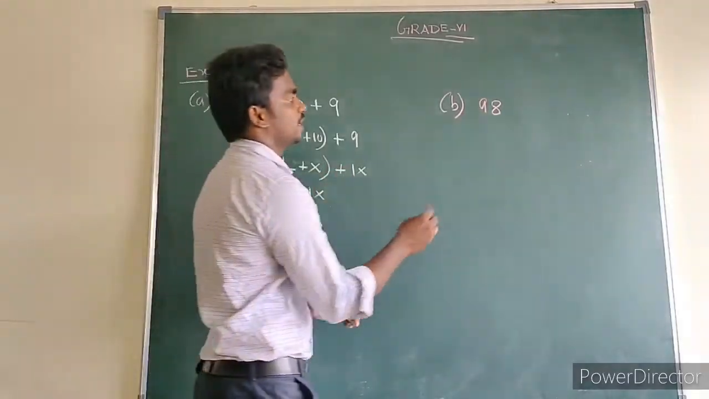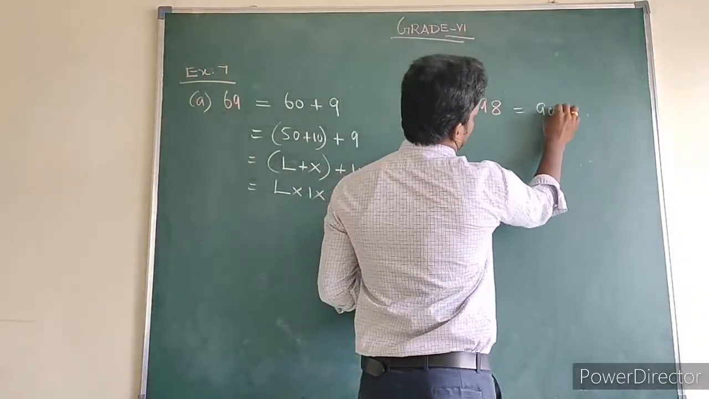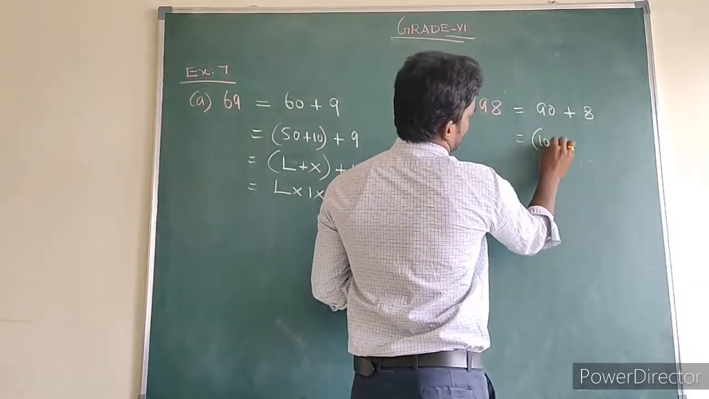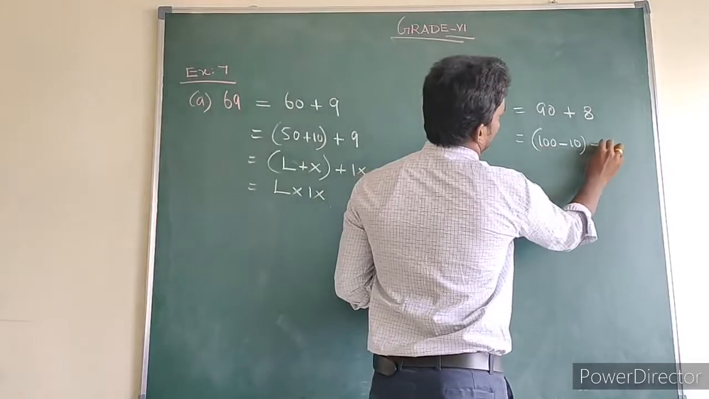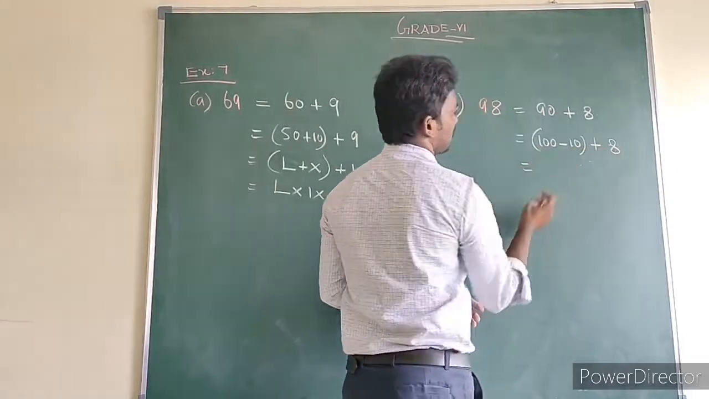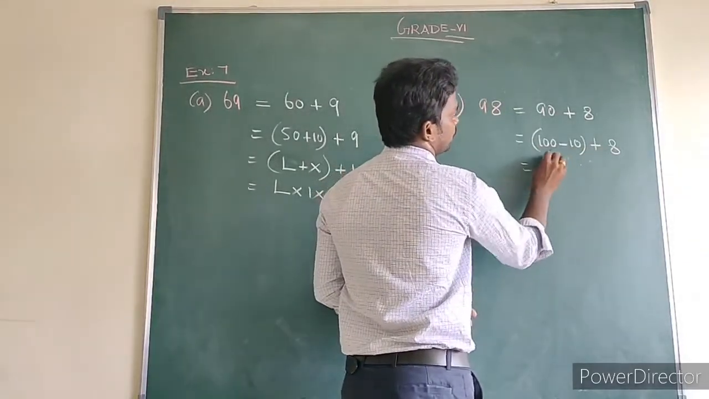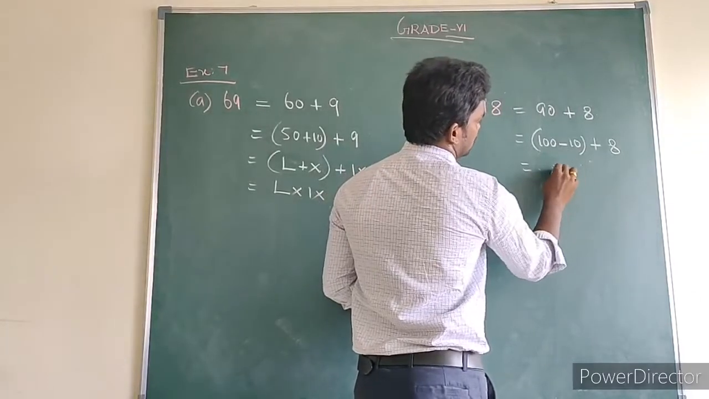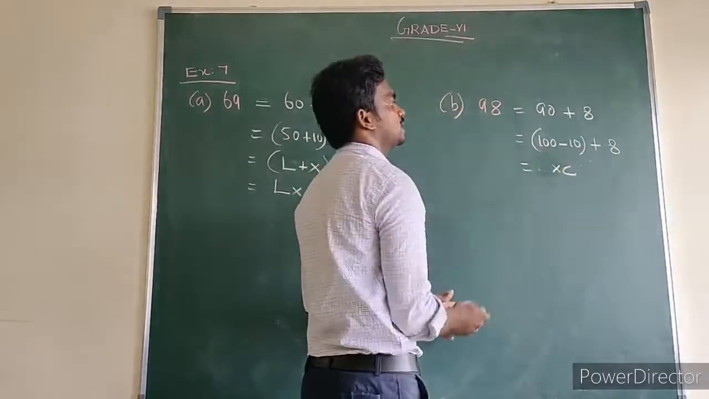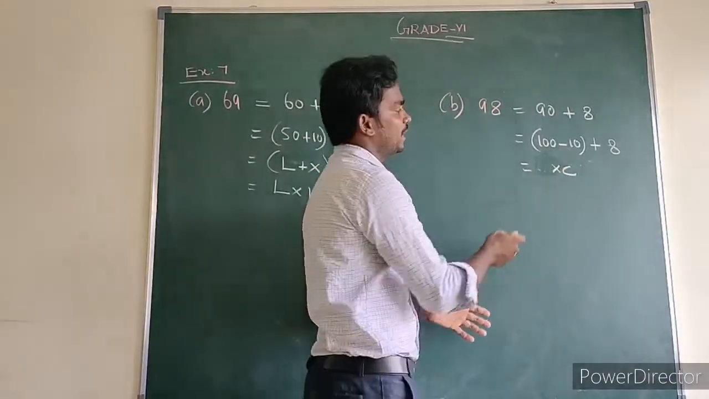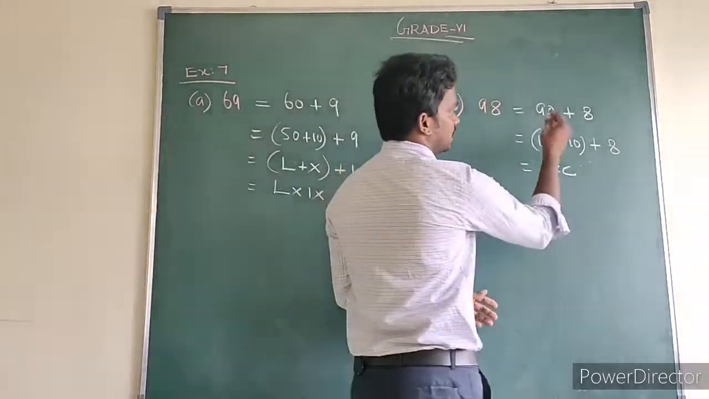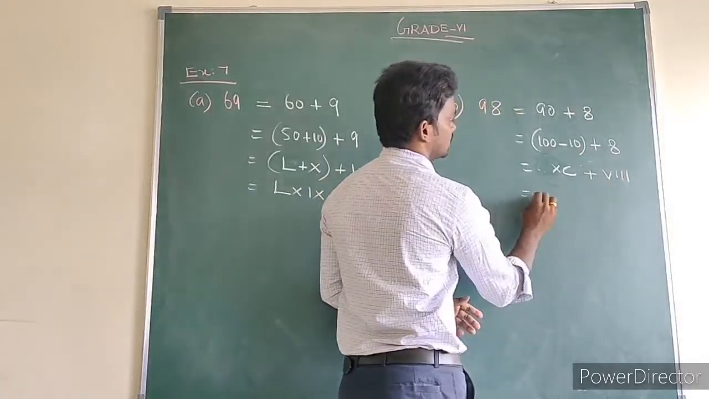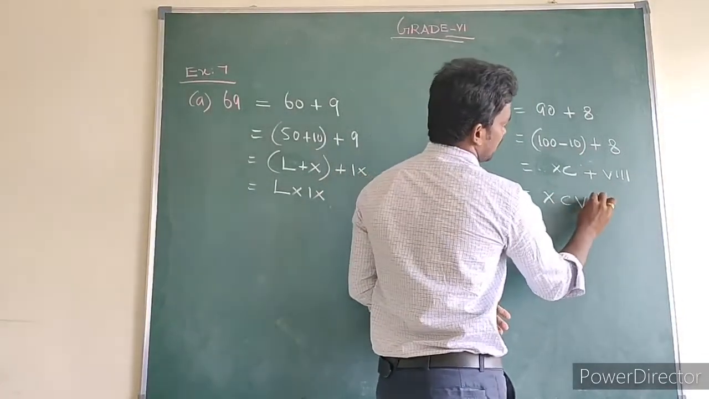How to write 98? 98 is written as 90 plus 8. 90 is written as 100 minus 10, plus 8. 100 plus 10 we can write CX, but 100 minus 10 we write XC. That is 90, plus 8 we write VIII, which is equal to XCVIII.